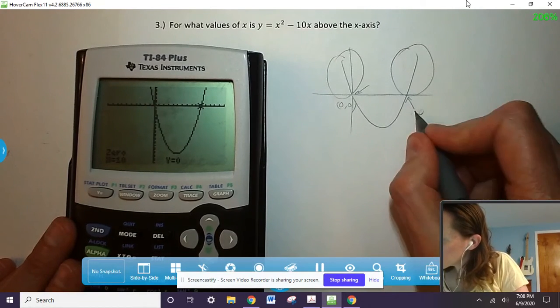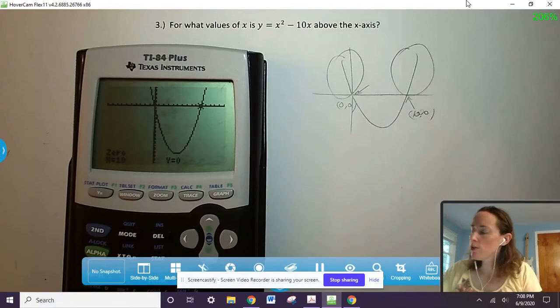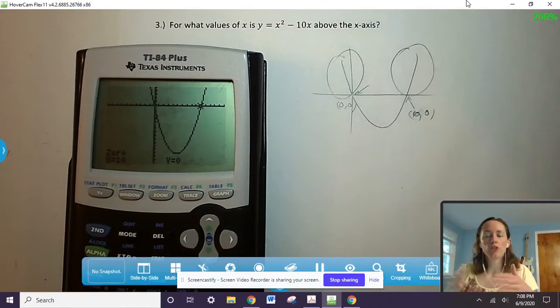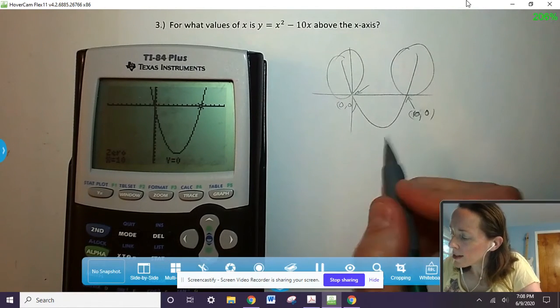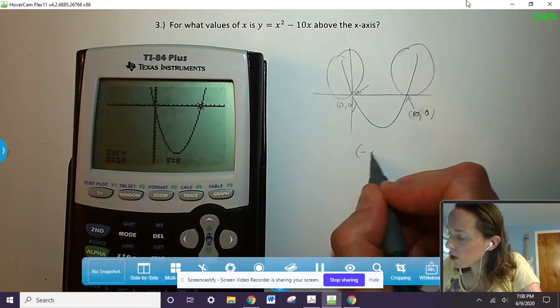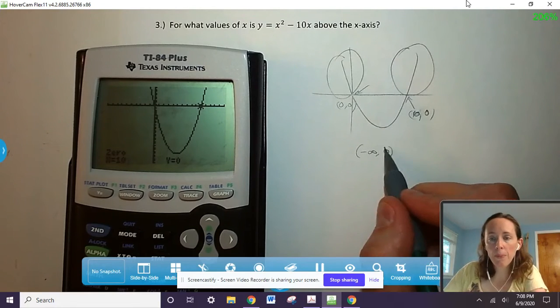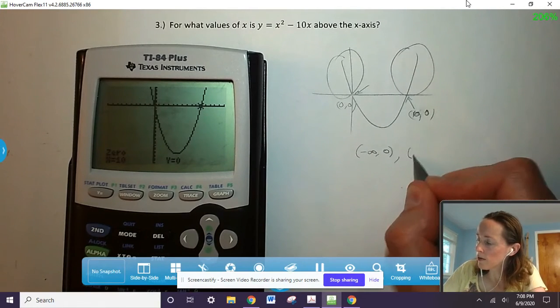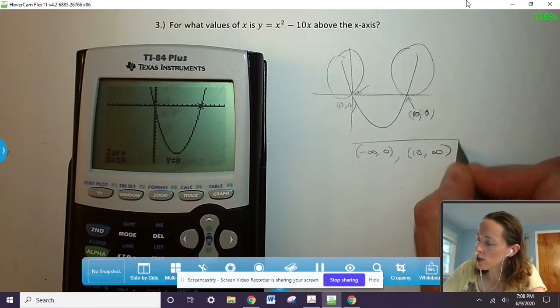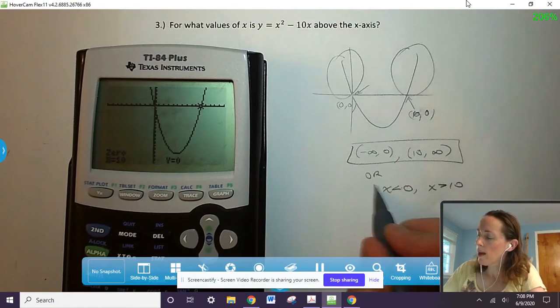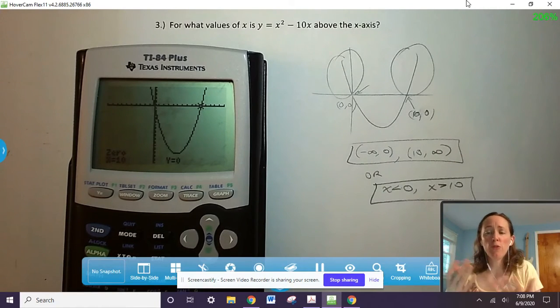So to answer the question, we don't want to give those actual x-intercepts. We want to give a set of numbers, a solution set. So where we're above the x-axis is to the left of 0, not including 0 because it says above. If it said or equal to, we'd put a bracket on there, and anything to the right of 10. That's interval notation. If you would prefer to say x less than 0, x greater than 10, you can. Next year in calculus, we go back and forth between interval notation and inequalities. So a lot of times you have your choice, but you just have to be familiar with both.